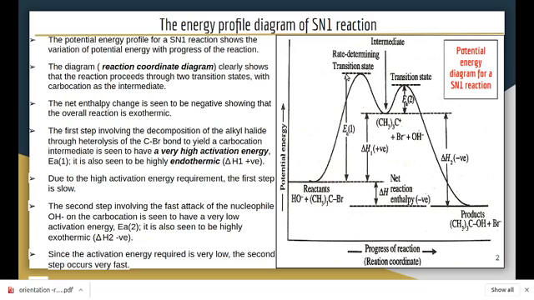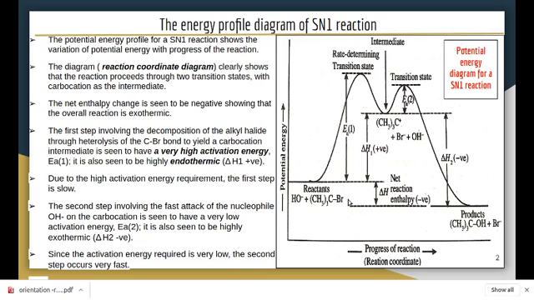For the formation of this transition state, a large amount of energy is required, that is EA, activation energy. So this step will be very slow. So this is the rate determining step. Then after the formation of transition state 1, it will convert to carbocation. That means the bromide ion will break away from the carbon.